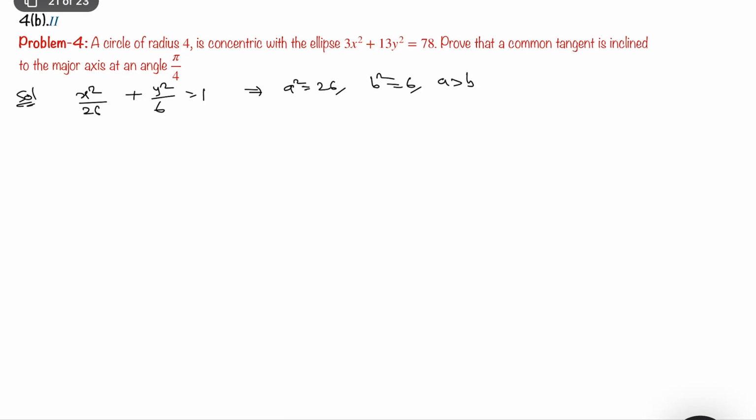Next, circle of the radius 4 that is concentric with a given ellipse will be this one, x square plus y square equal to 16. Okay, both having center 0 0. Let me call this one 1, this one 2. Okay, this ellipse and this circle look something like this. Okay, let us say this is the x-axis, y-axis.